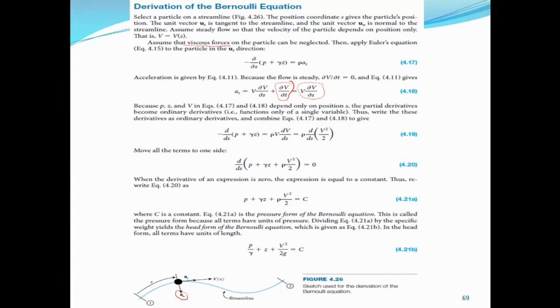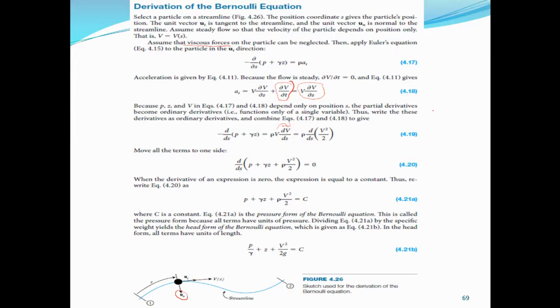Now, because the pressure, the elevation, and velocity in these equations depend only on position, the partial derivatives become ordinary derivatives, so we just change from del to d. So this is rho V dV ds, and the V can go inside the differential, becoming V squared over 2.